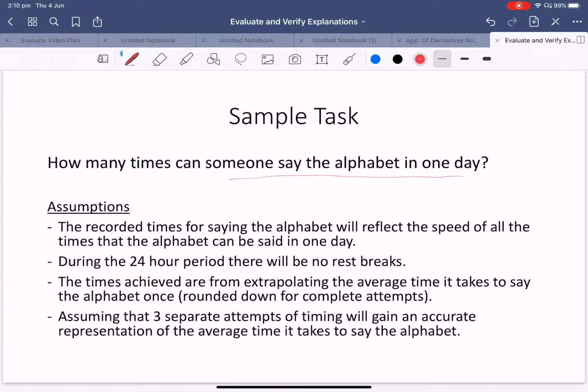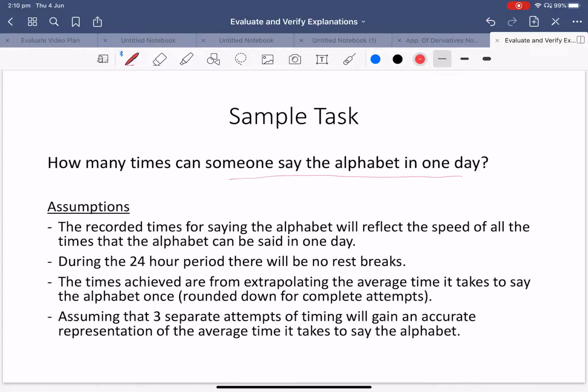All right, not many people would sit there for a day, 24 hours, and say the alphabet over and over again and have another person tally how many times they've said it. So we're going to use mathematics to try and see if we can come up with a good response. So the first thing you would have done, now this is not the point of this task, is you would have done assumptions.